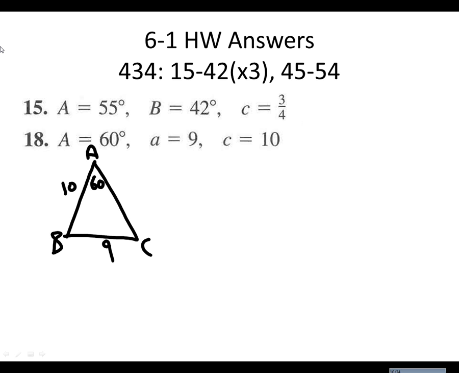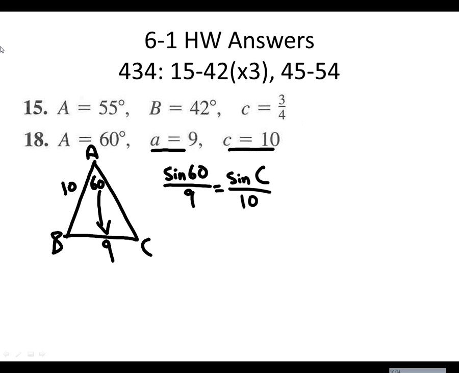Alright, so I do have a side-side angle. Two sides, potentially 0, 1, or 2 triangles. Let's see if we can figure them out. So I know that I've got sine 60 over 9. That's my one pair of opposite sides and angles. I can set this up as sine C over 10. That is one side that I know. Alright, so if I move this around, I'm going to end up with sine C is equal to 0.96.